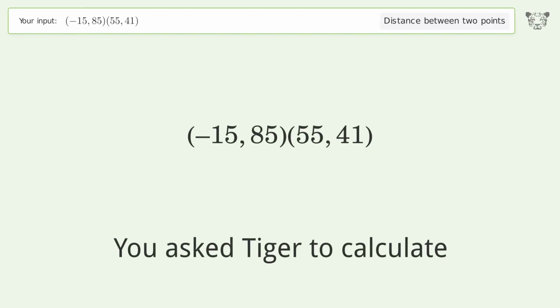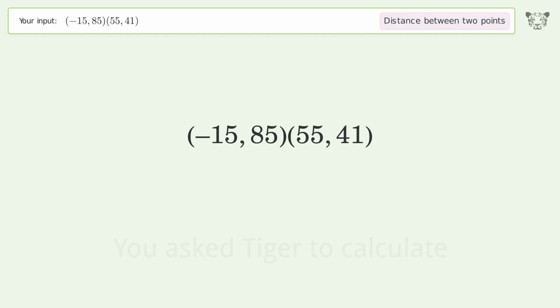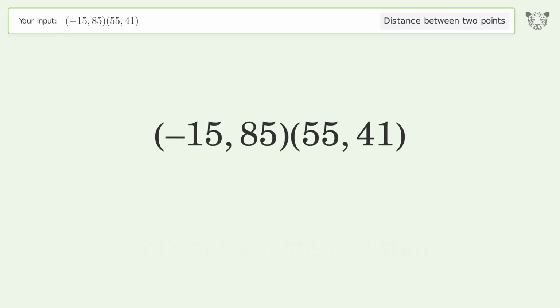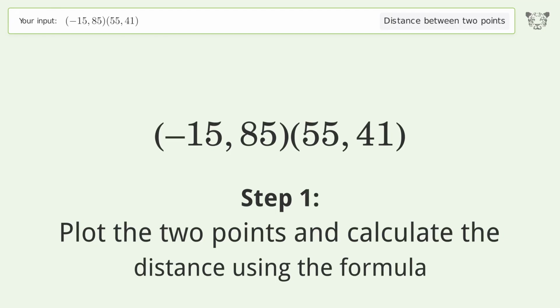You ask Tiger to calculate. This deals with the distance between 2 points. The distance between the 2 points is the square root of 6,836, or 82.68. Let's solve it step by step. Plot the 2 points and calculate the distance using the formula.